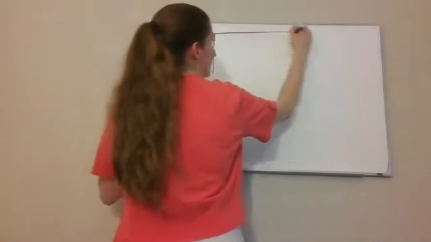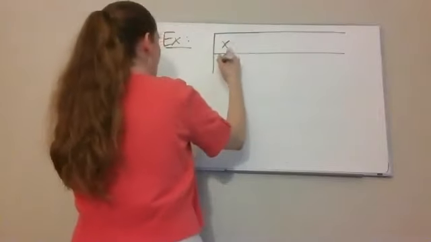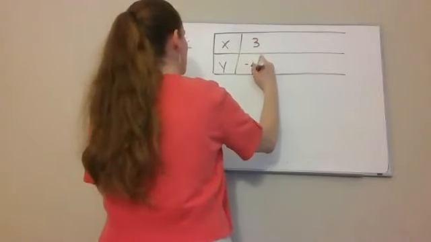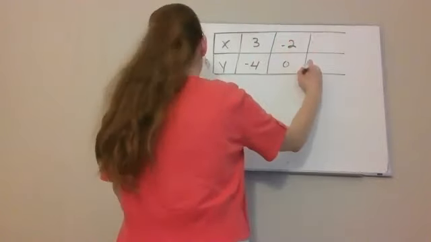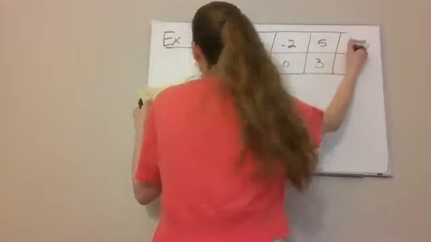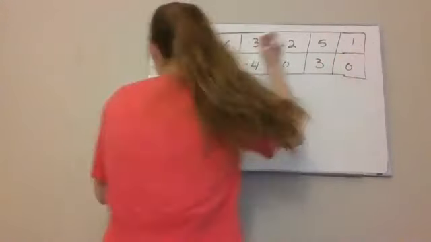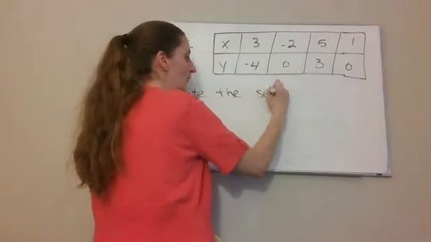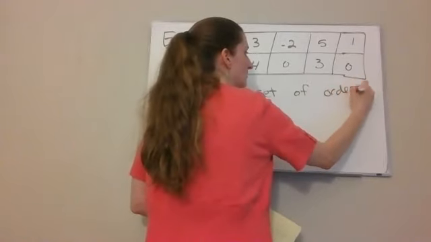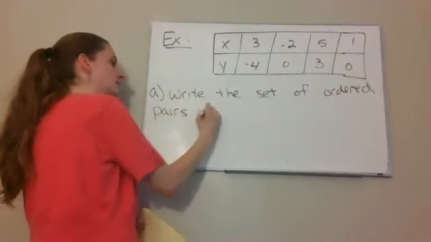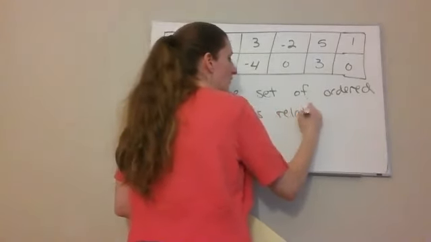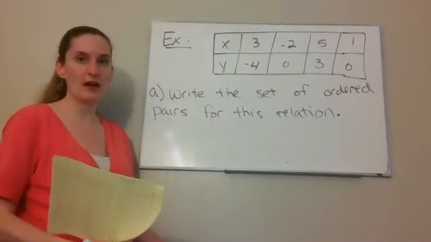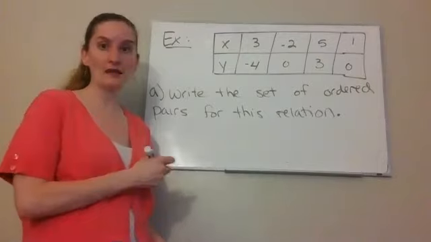So I'm going to give us a table that we're going to use for this example. It's going to have x values and y values. And let's just get a couple more values in our table. And the first thing we're going to do is write the set of ordered pairs for this relation. So when you see a problem like this, you have to just make sure you don't think too hard. All this is asking us to do is take the information in the table and write it a different way. We're going to write it as a bunch of ordered pairs, x, comma, y.